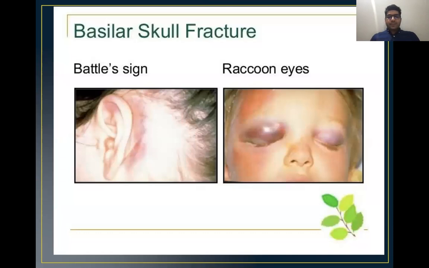There are some signs of basilar skull fracture, such as Battle sign. Battle sign indicates bruising at the mastoid area. This indicates that the patient is suffering from a base of skull fracture. This is Battle sign; it comes from a military term. And these are the raccoon eyes. Raccoon eyes are hematoma formation in front of the orbit that also indicates a base of skull fracture.